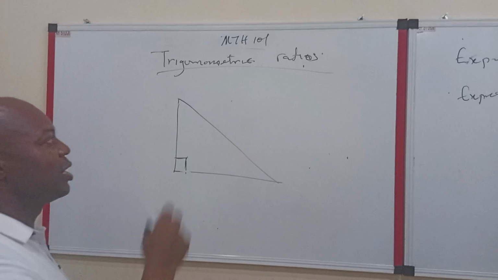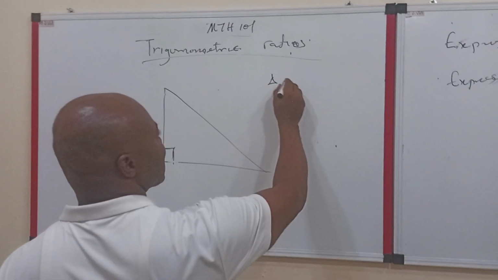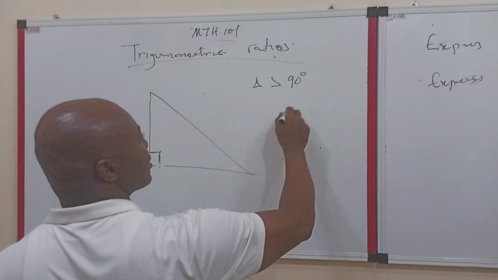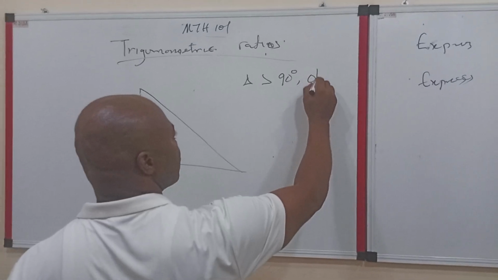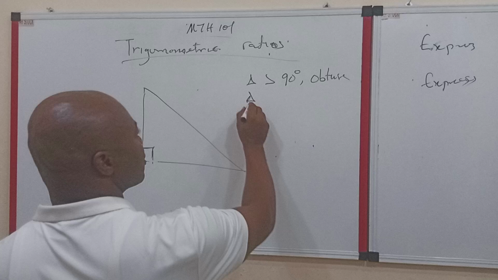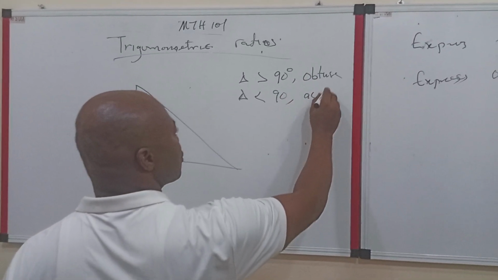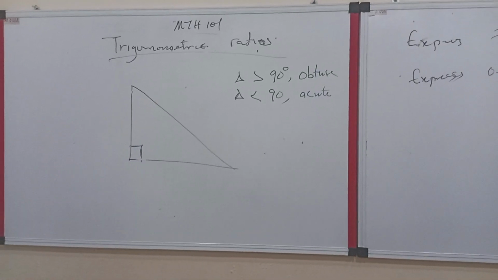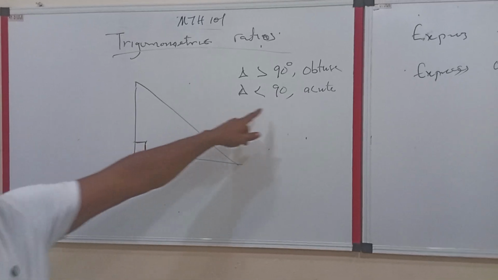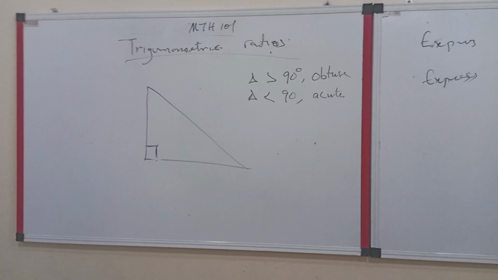Now, I'm pleased to also let you know that any angle that is greater than 90 is called an obtuse angle. Then any angle that is less than 90 is called an acute angle. Any angle greater than 90 is called obtuse, whereas that of 90 is this. But when it's 90, we say this one is a right angle triangle.